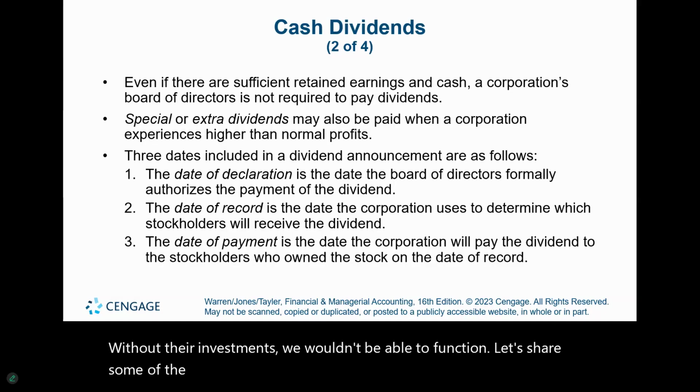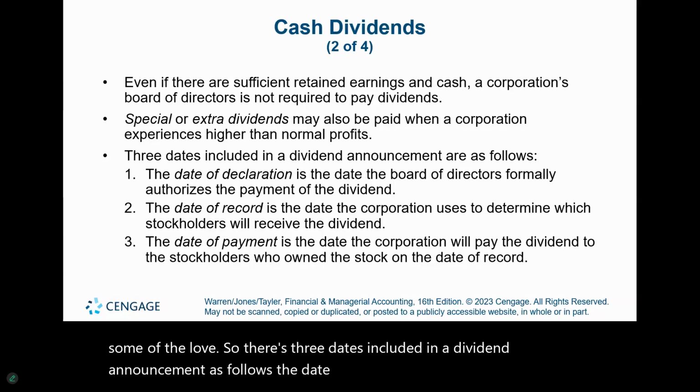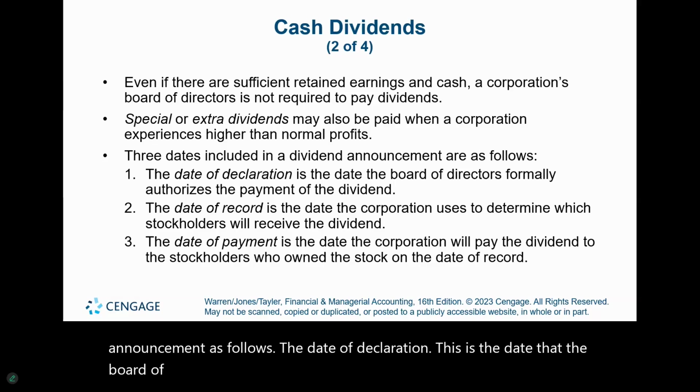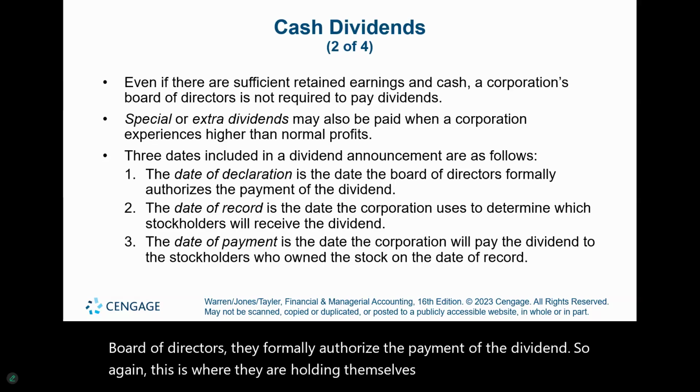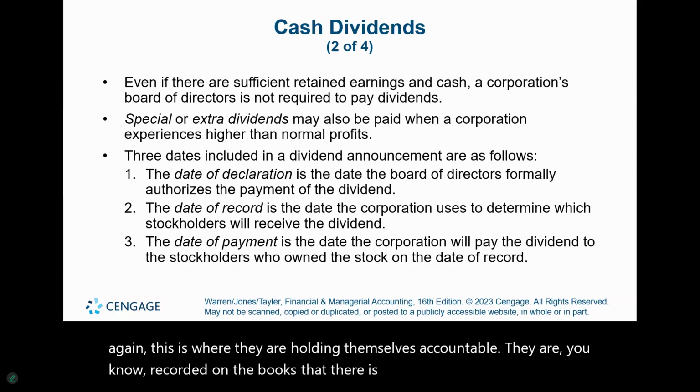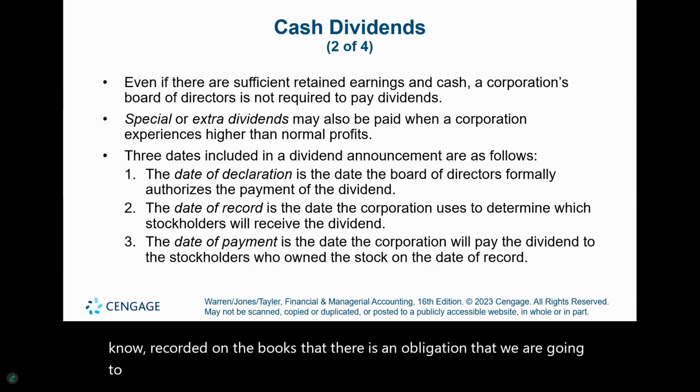There are three dates included in a dividend announcement as follows. The date of declaration. This is the date that the board of directors formally authorizes the payment of the dividend. So again, this is where they are holding themselves accountable. It is recorded on the books that there is an obligation that we are going to pay dividends to our shareholders.